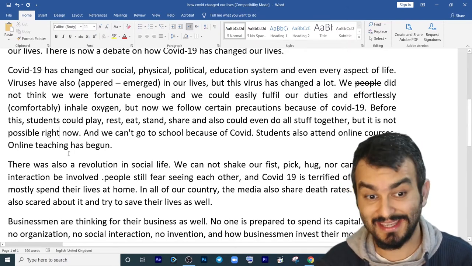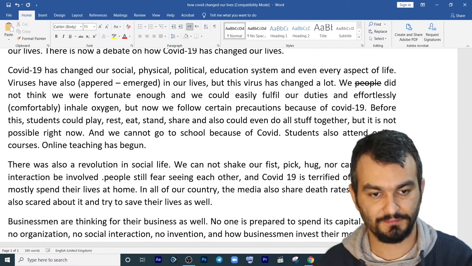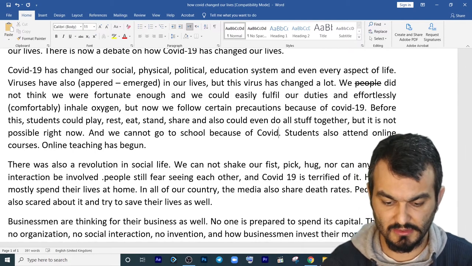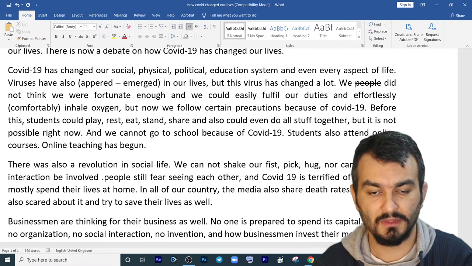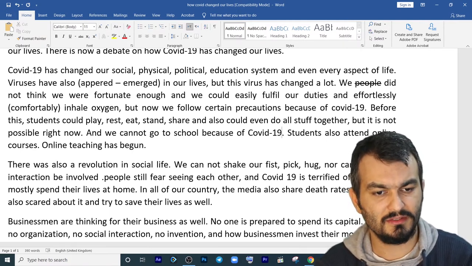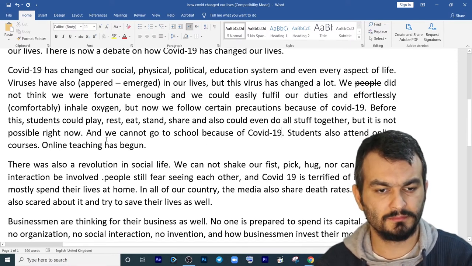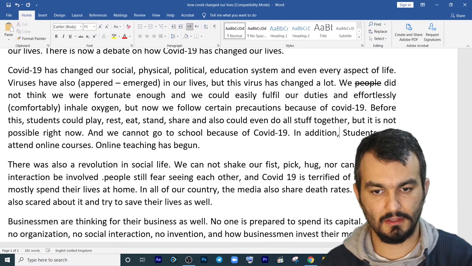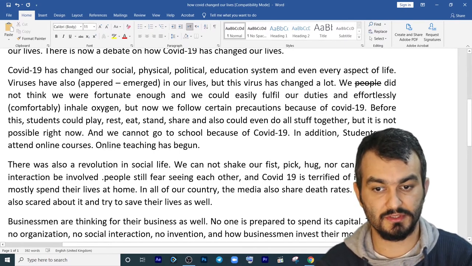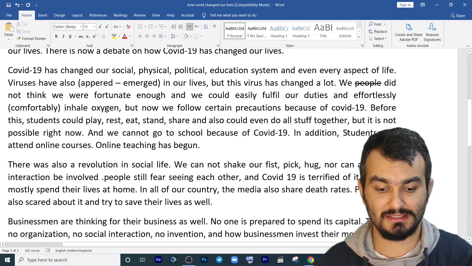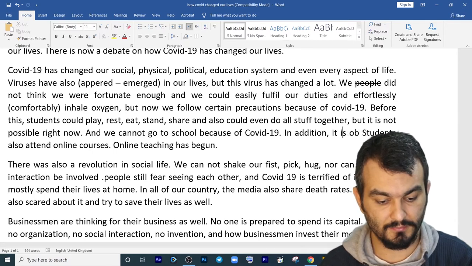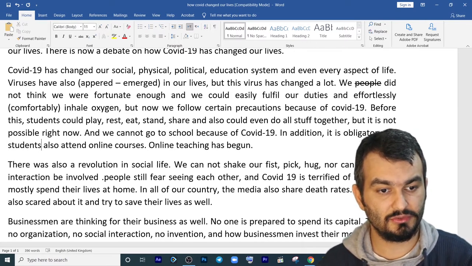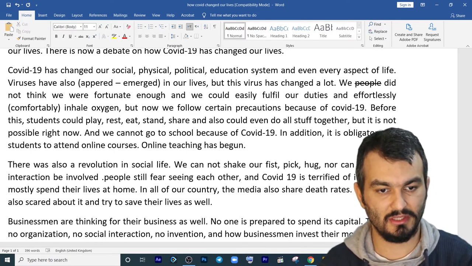And "we can't": we cannot. Automatically, we cannot, and you have to put them together, not separate, okay? "Cannot go to school because of COVID." Which COVID? COVID-19, you have to repeat it, because it is a proper name. "Students also attend online courses. Online teaching has begun." And we cannot go to school because of COVID-19. In addition, students also attend online courses. You can say, in addition, it is obligatory for students to attend online courses.